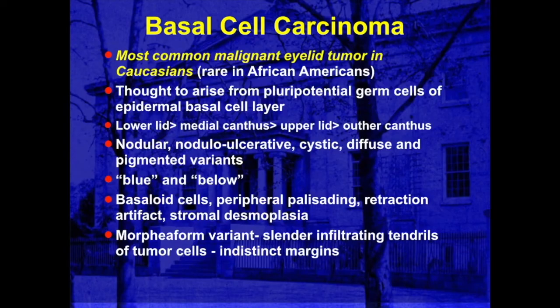Most common eyelid malignant tumor in Caucasians by far is basal cell carcinoma. It's actually fairly rare in African Americans and rare in some other parts of the world. This is thought to arise from the pluripotential germ cells of the epidermal basal cell layer. It's most common in the lower eyelid. There are different growth patterns, the nodular, ulcerative, can be pigmented. There's even basal cell carcinomas with sebaceous differentiation. Tends to be blue or basophilic and below. We'll talk about the peripheral palisading and the morpheaform variant.